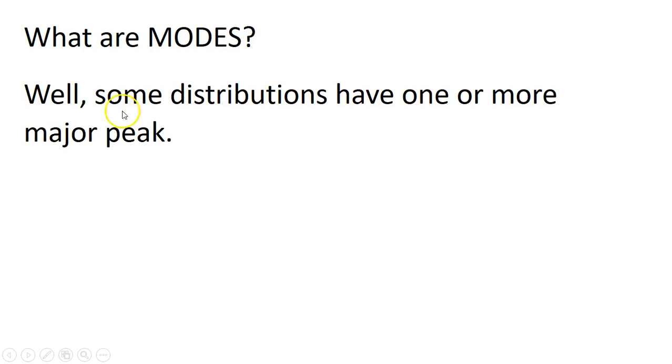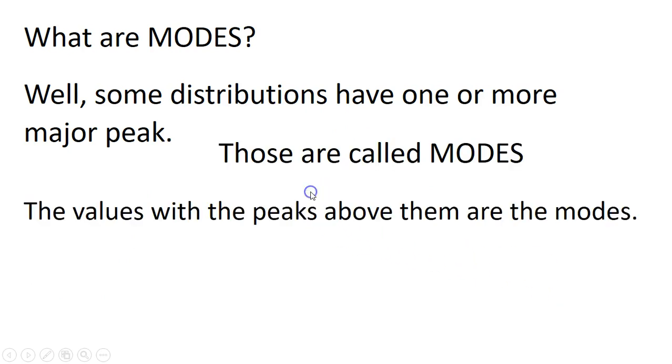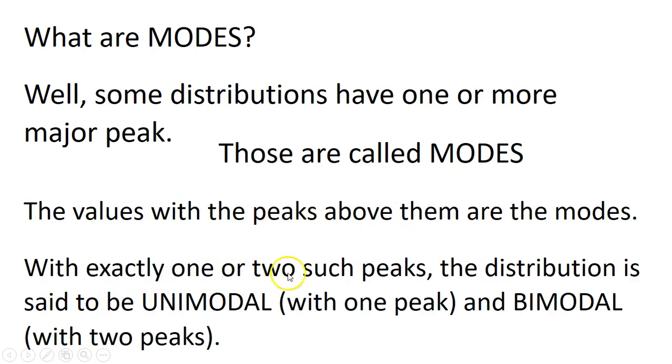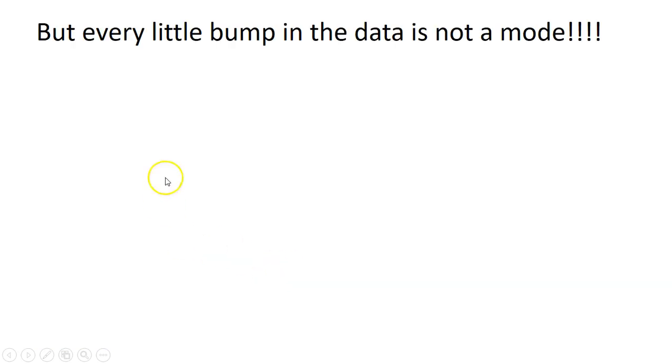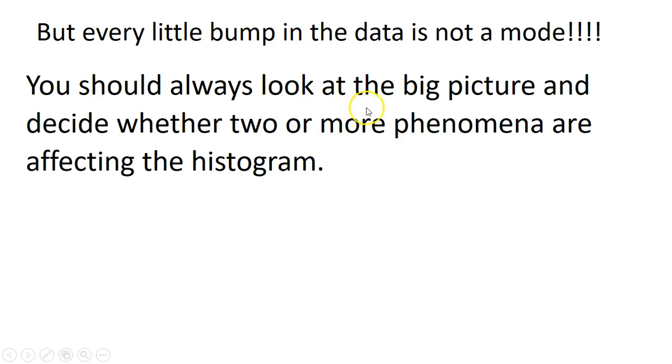So what are modes then, right? Well, some distributions have one or more. A normal distribution has one big peak; it's unimodal. Those are called modes. The values with the peaks above them are the modes, and with exactly one or two such peaks, the distribution is either unimodal with one peak or bimodal with two peaks. But every little bump in the data is not a mode. You should always look at the big picture and decide whether two or more phenomena are affecting the histogram.